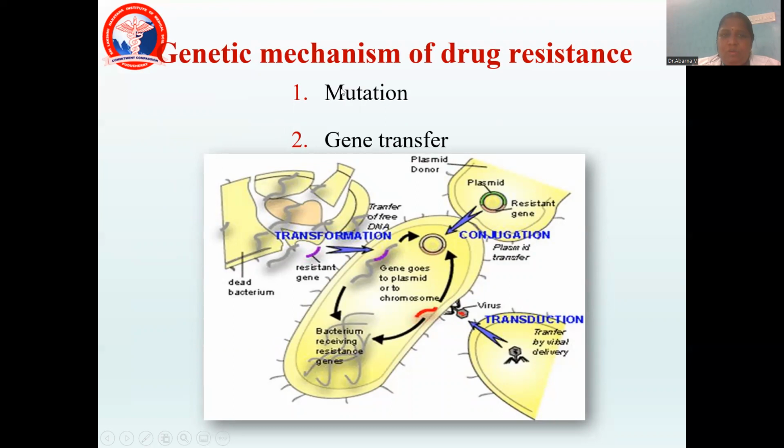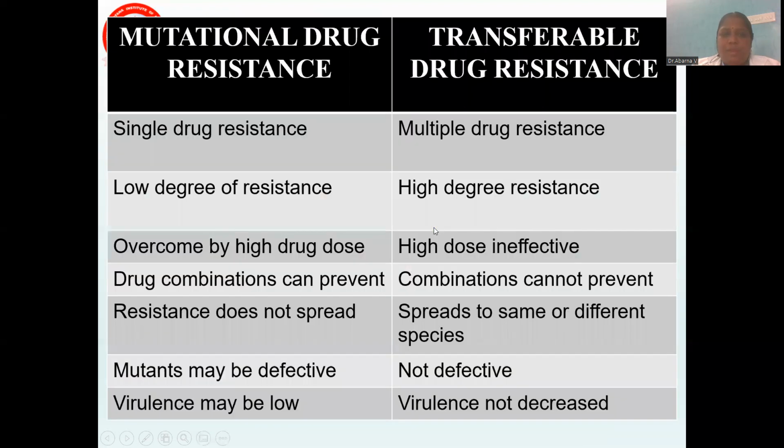So we all know the genetic mechanisms behind drug resistance are mutation and gene transfer. Gene transfer includes transformation, transduction, and conjugation. But there are some differences between mutational drug resistance and transferable drug resistance. Generally, mutational drug resistance is single drug resistance, whereas transferable resistance is multi-drug.